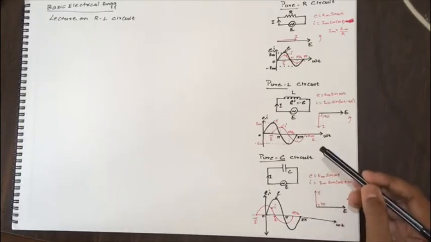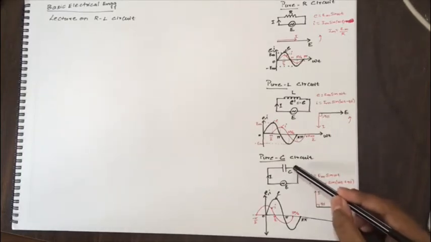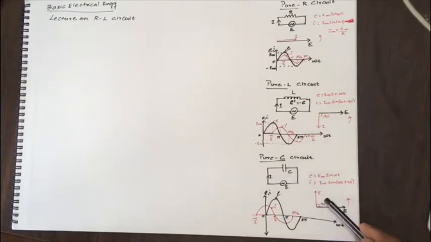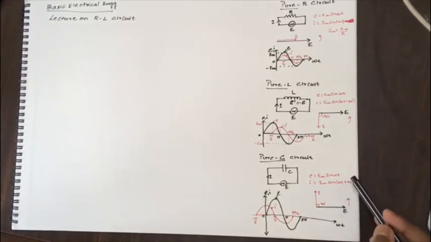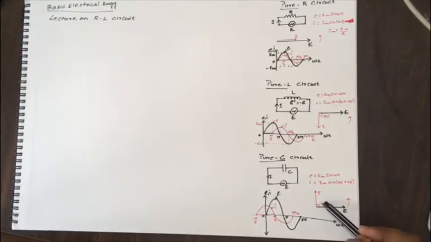Coming ahead to the pure C circuit, when I apply a voltage of E equal to Em sin omega t, a current of I equal to Im sin(omega t plus 90 degrees) will flow. This is also mathematically proven. So here current I will be leading the voltage E by an angle of 90 degrees. The phase difference between voltage and current is 90 degrees, but we take it here as plus 90 degrees.